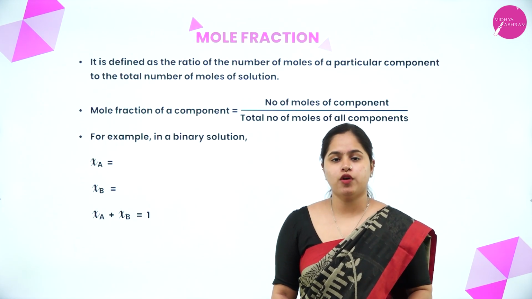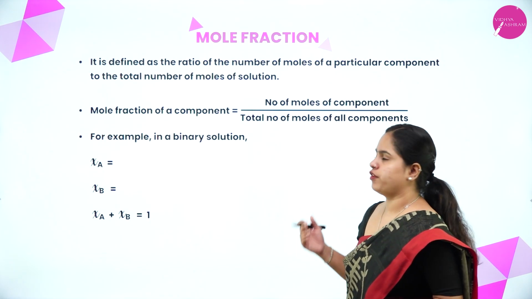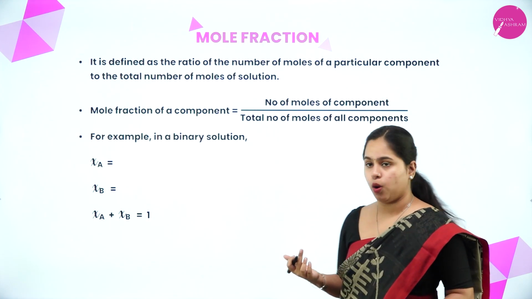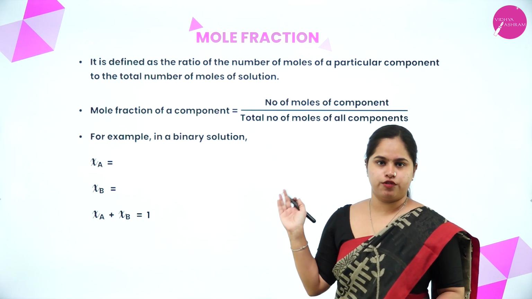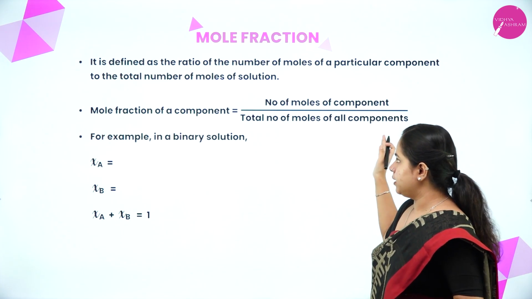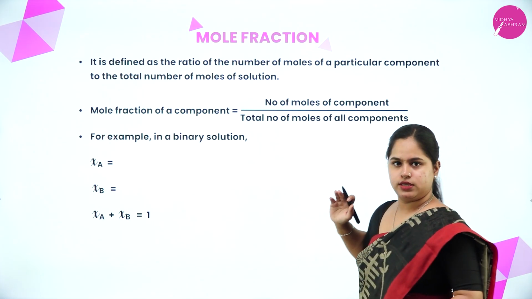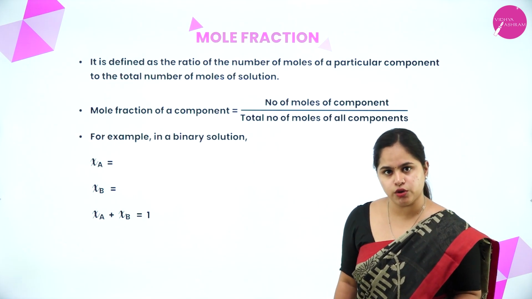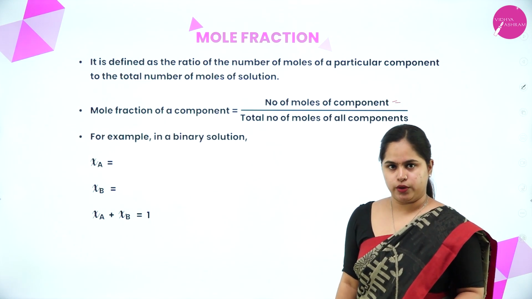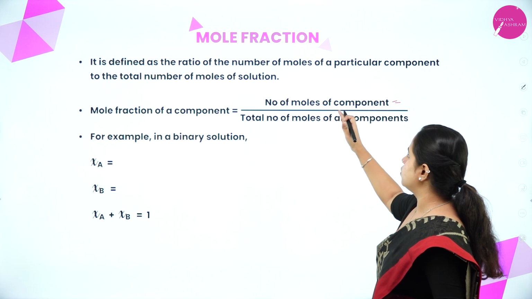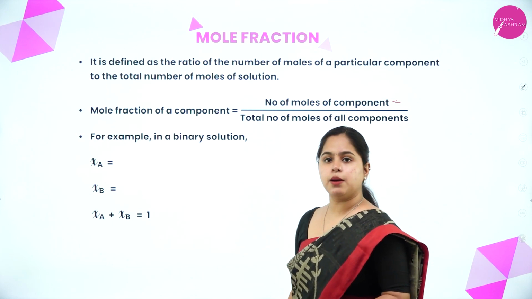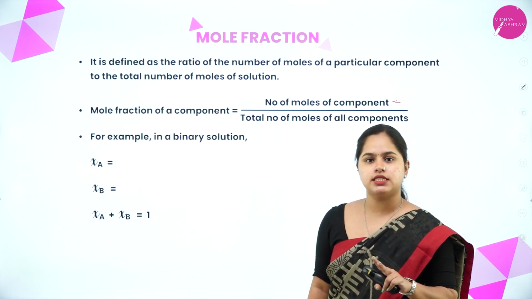So now let's move on with the second concentration term, that is mole fraction. So what is mole fraction? It is defined as the ratio of number of moles of a particular component to the total number of moles of your solution. So what does the equation say? It is number of moles of component divided by total number of moles of components. That means if you have to find out the mole fraction of your solute, then it is number of moles of solute divided by total number of moles of the solution. If it is solvent, then it becomes number of moles of solvent divided by total number of moles of your solution. So for example, let's take a binary solution. Binary solution means it consists of 2 components.